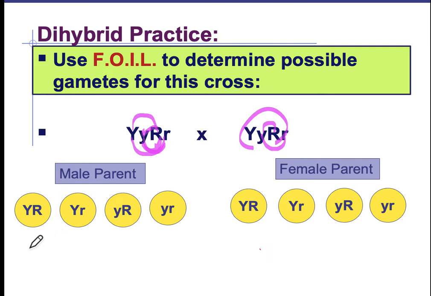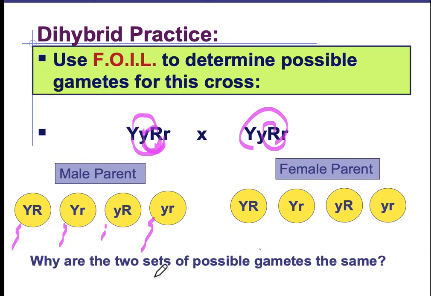Okay, so these gametes would be sperm, and these gametes are eggs. Why are the 2 sets of possible gametes the same? Because we start with the same genetics, the same genotype.